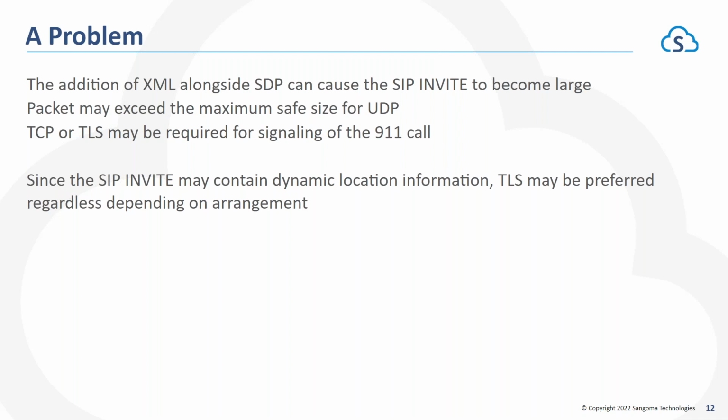You may fundamentally, however, want to use TLS if you're passing by value, since you're putting specific location information within that invite, which can identify where a person is. So you may want to go the extra length and use TLS if possible to protect that information.